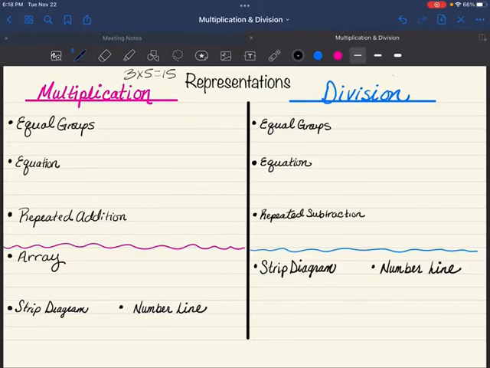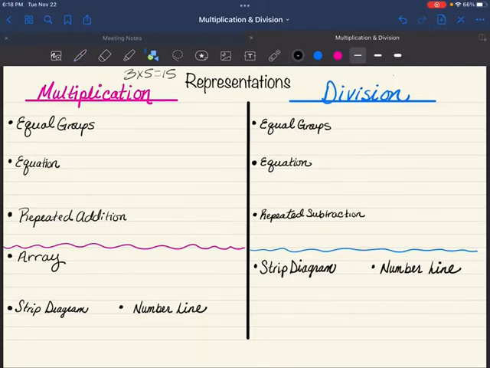So let's just say Miss G has 3 students that she wants to give cupcakes to, and she wants to give each student 5 cupcakes. How many cupcakes did she have? Well, we already know that 3 times 5 is 15, but that's because we already know our multiplication tables. But how about our 8-year-olds that don't know their multiplication tables yet?